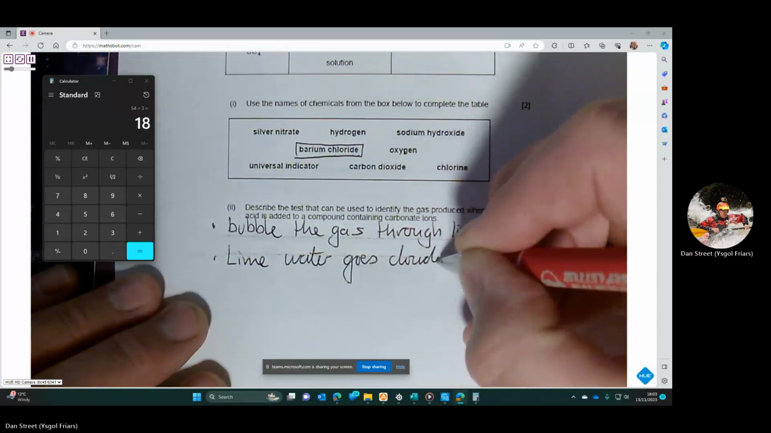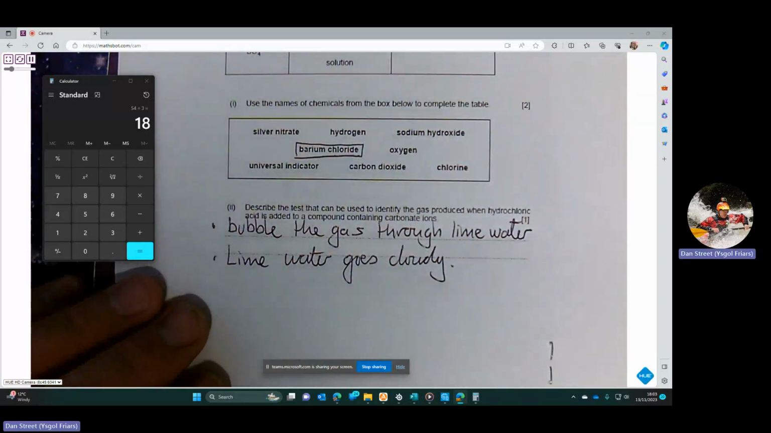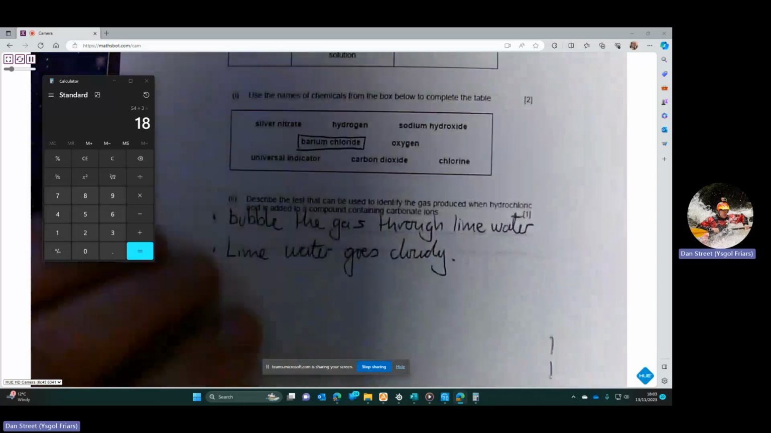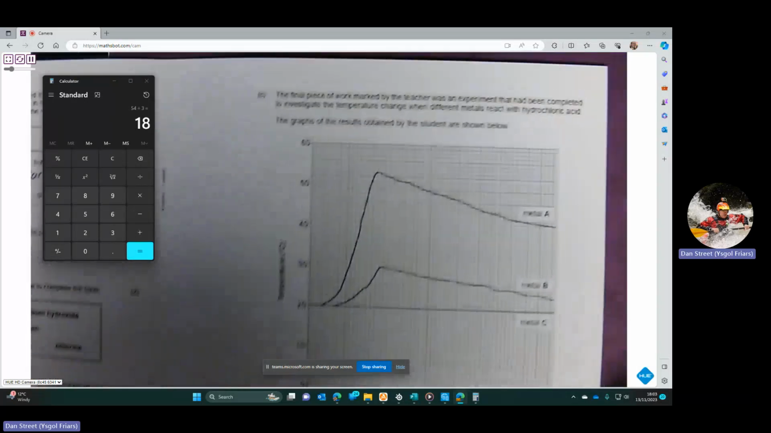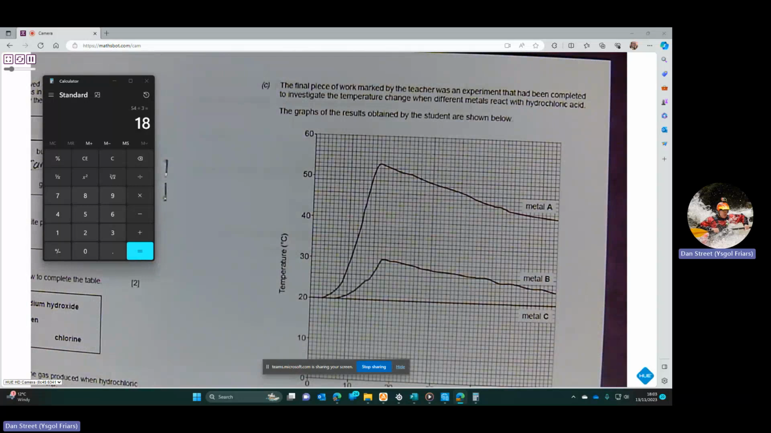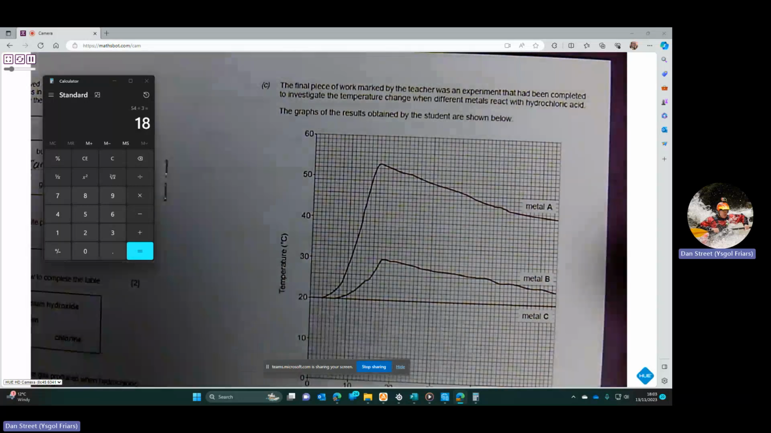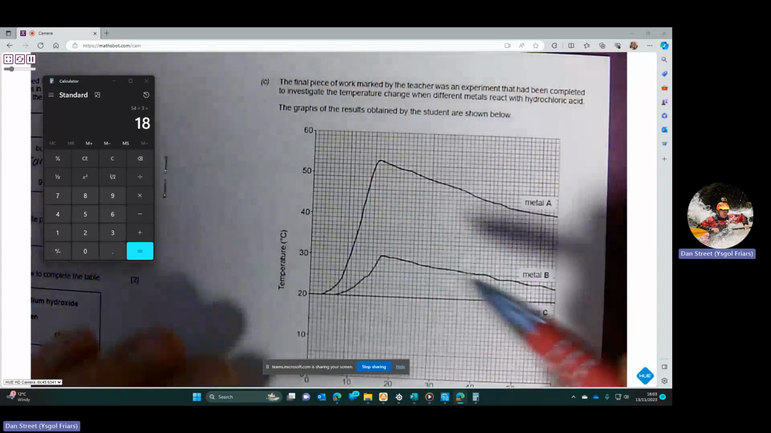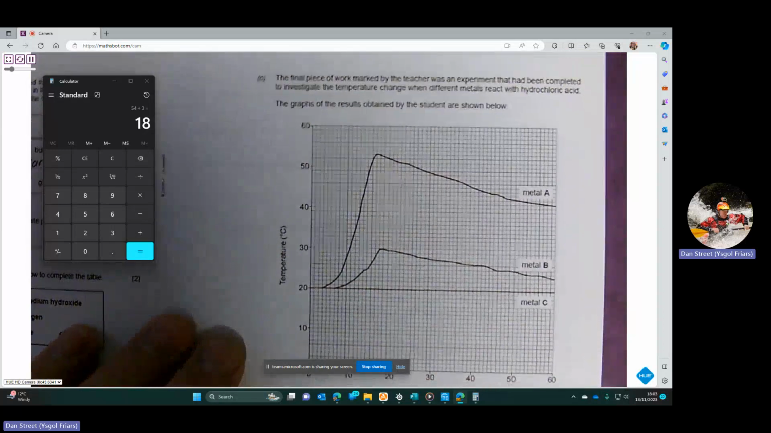Okay, so that's the answer to that question. Okay, now then, this question here again talks about temperature change. So this is obviously a higher question. This is mixing a number of different topics together.